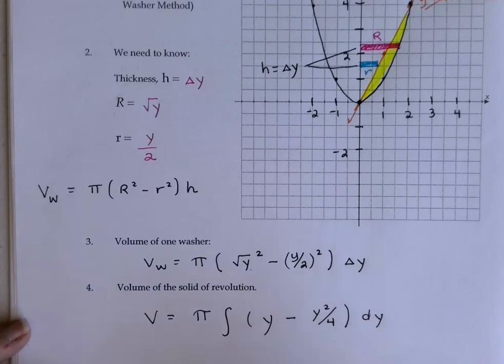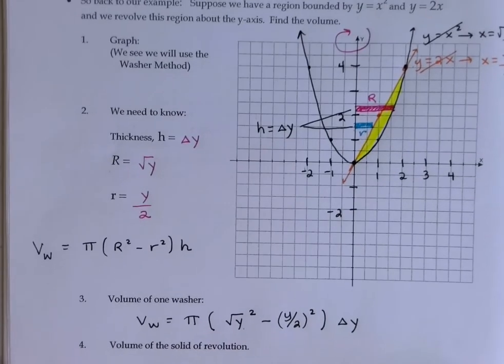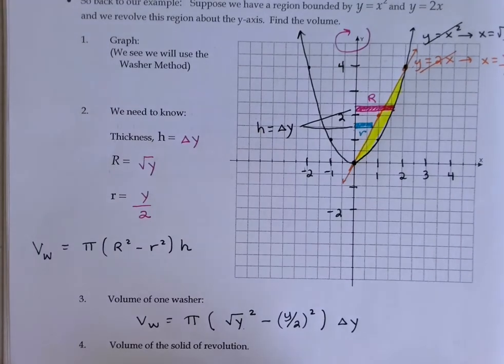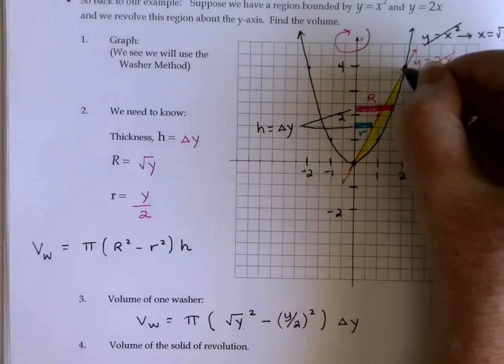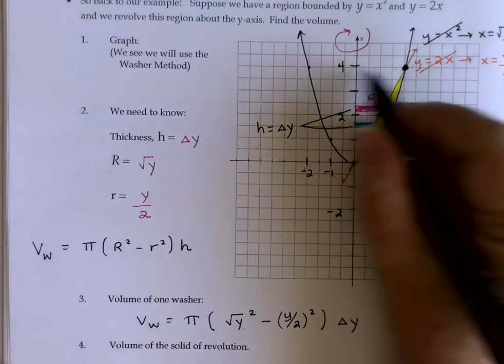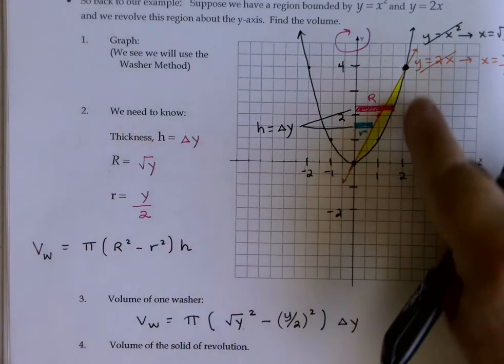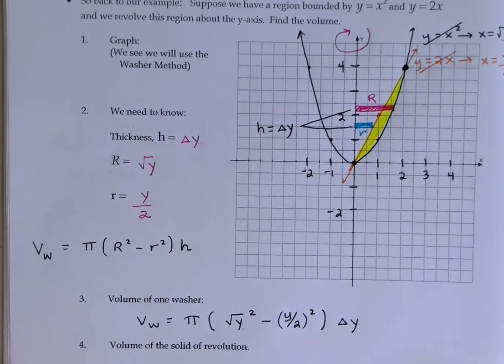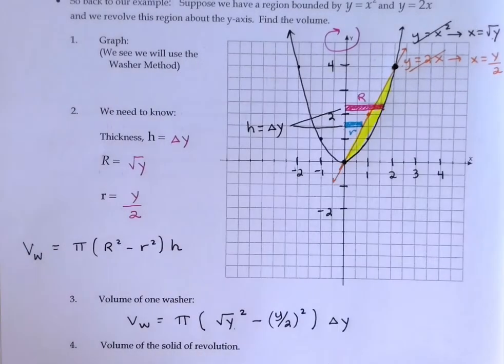Y is my variable of integration, so I need y values for the limits. We start down here at y equals 0. And this intersection point really is (2, 4). I drew it that way, but you can see it, right? 2 squared is 4, and 2 times 2 is 4. Or, of course, you could have also graphed on a calculator or something like that. But that upper limit really is 4.